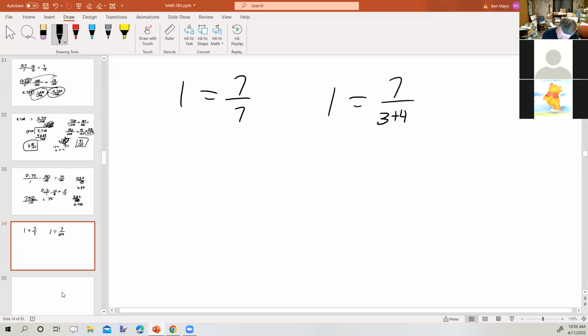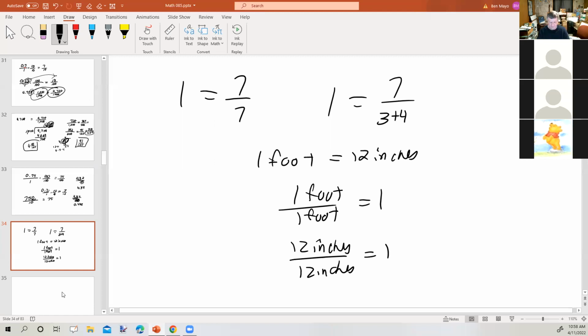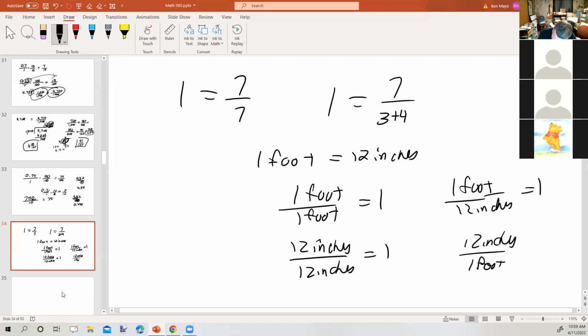What about this? Is 1 foot equal to 12 inches? Yes, it is. So would 1 foot divided by 1 foot equal 1? Yes. Would 12 inches divided by 12 inches equal 1? Yes. Would 1 foot divided by 12 inches equal 1? Yes. Would 12 inches divided by 1 foot equal 1? Yes. Excellent. Everybody okay with that?